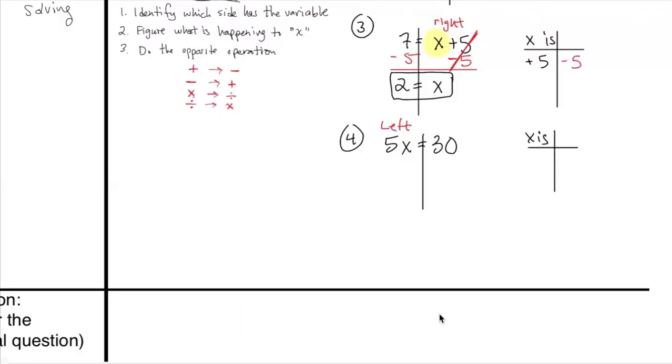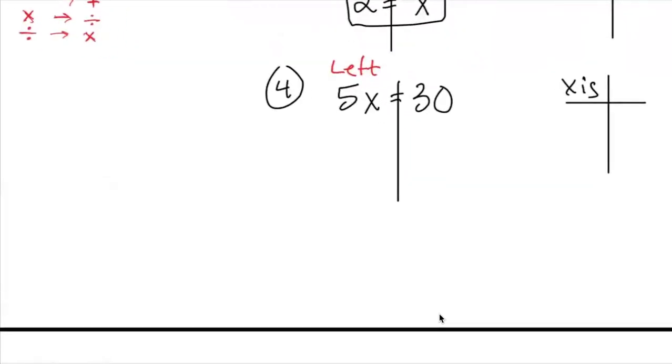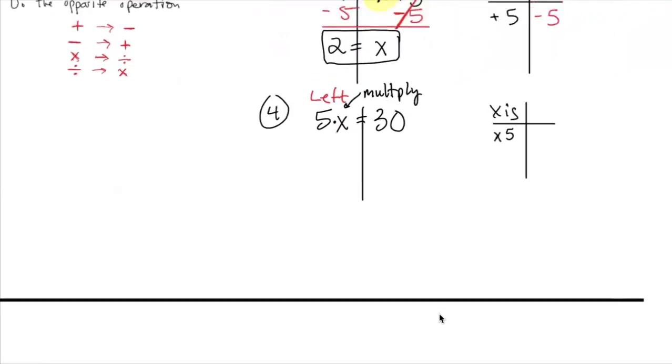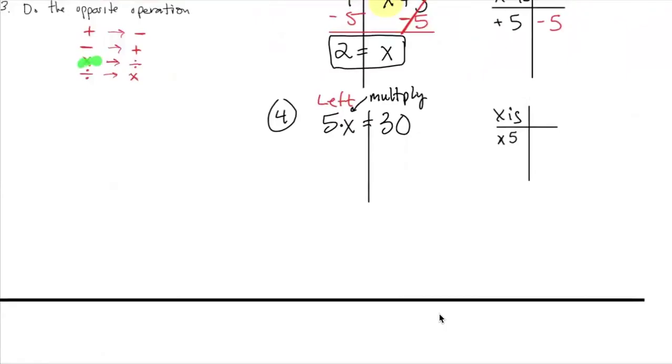Now this tells me, now you have to know what this means. There is an invisible multiplying dot here in between a number and a letter. This means multiplying. Whenever you see a number and letter together, that means multiply. So right now I'm multiplying by 5. And if I look here, what's the opposite of multiplying by 5? It would be to divide. So I'm going to divide by 5. Golden rule, what I do to one side, I do to the other.